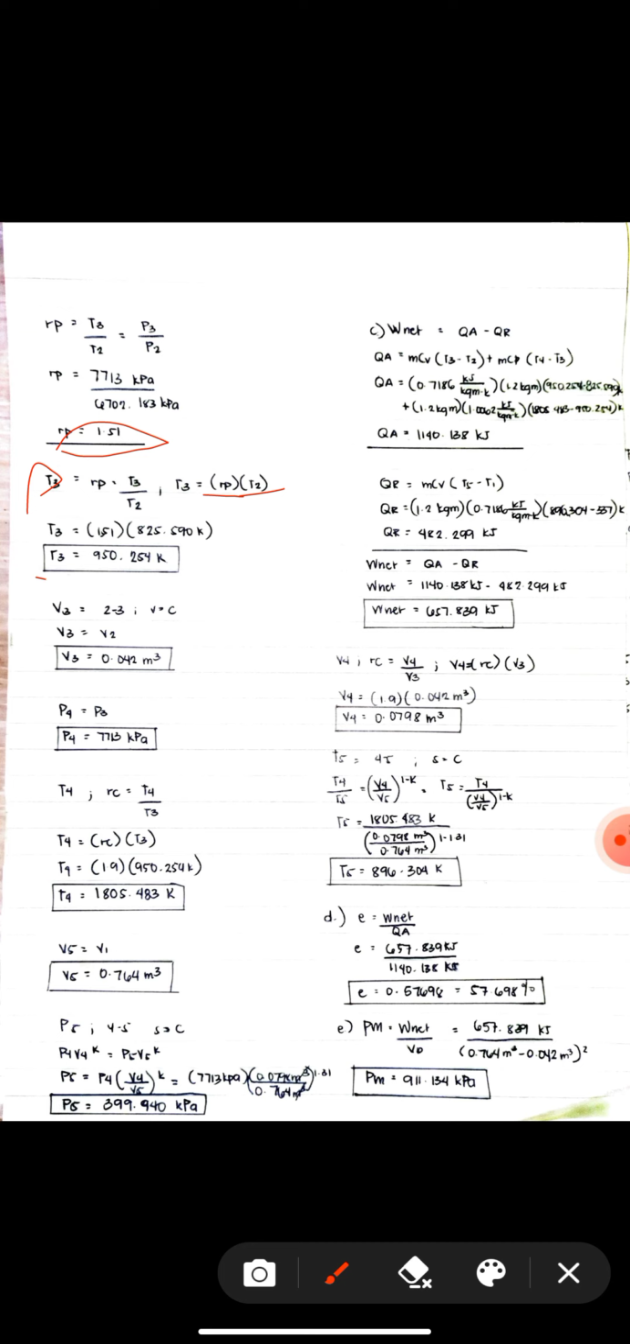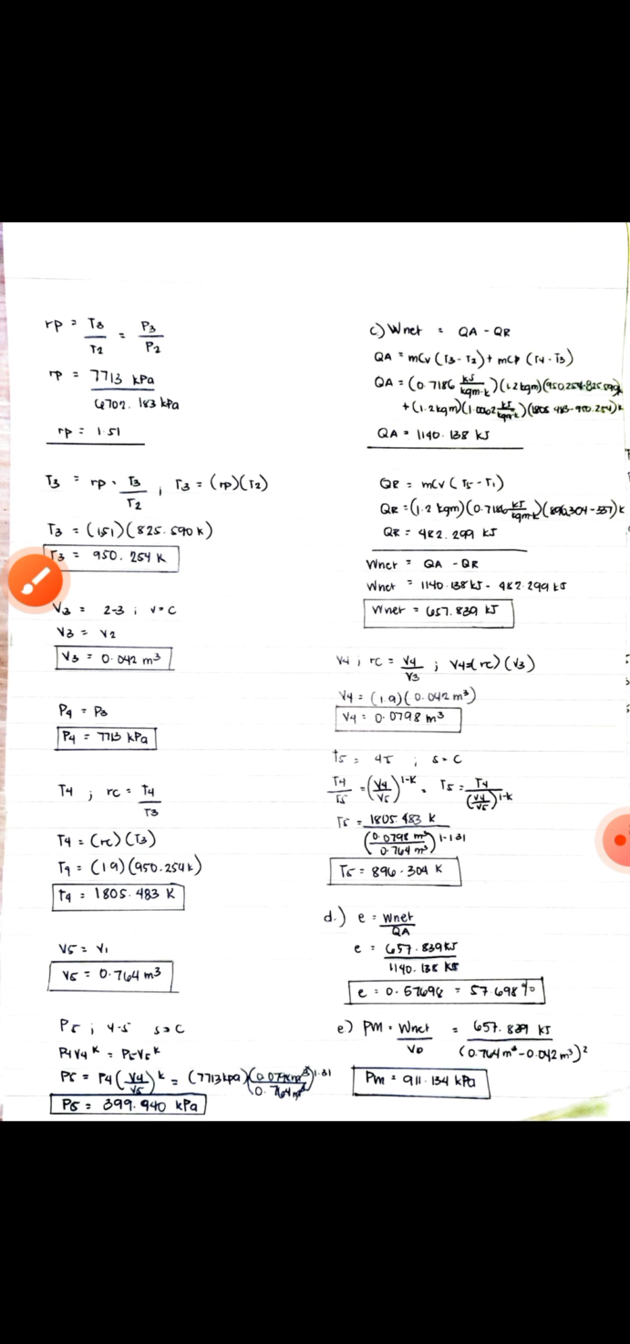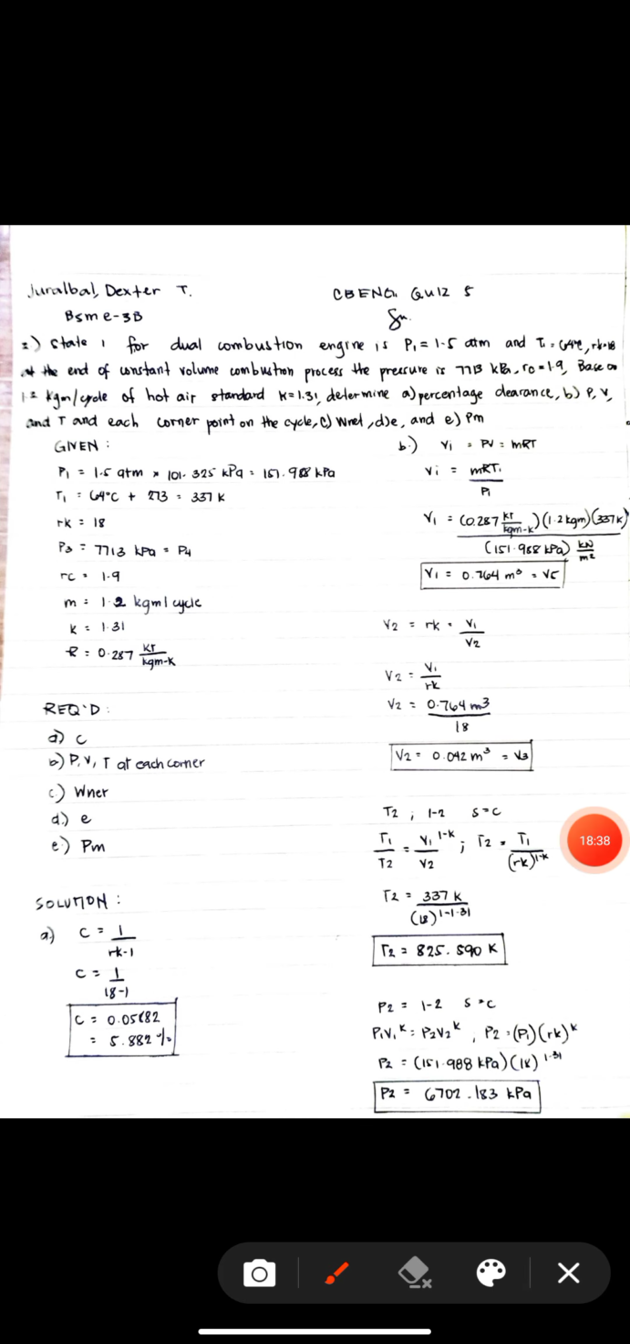So, yung T3 natin dito equals 950.254 Kelvin. So, V3 equals V2, constant volume. So, sabi ko nga kanina yung V2 natin is equal siya sa V3. Ito yun.